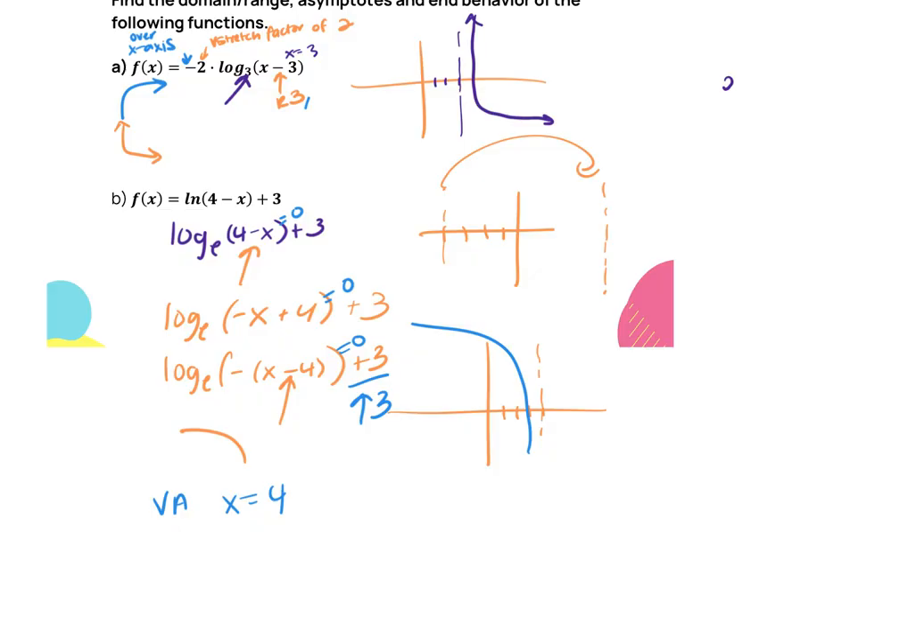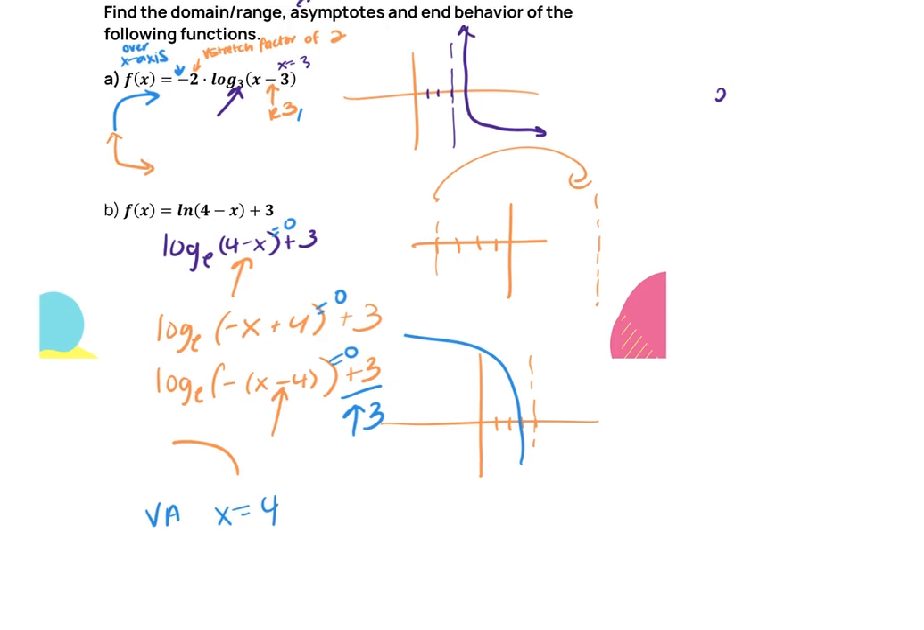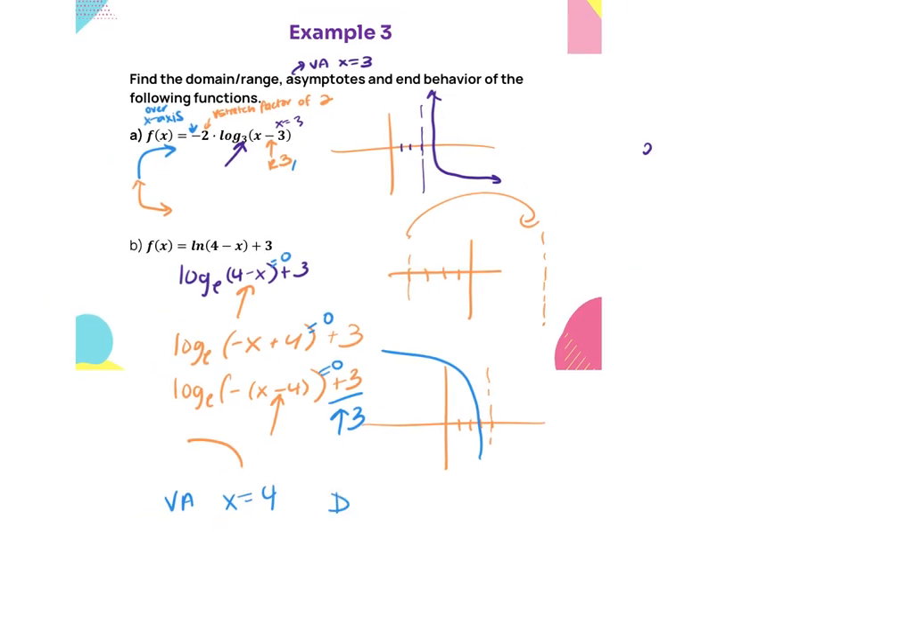No, right? It would impact range, but range is all real numbers, so it really doesn't change anything, okay? So my domain goes from negative infinity to my vertical asymptote, which is at 4. My range is all real numbers. I have a vertical asymptote at x equals 4.